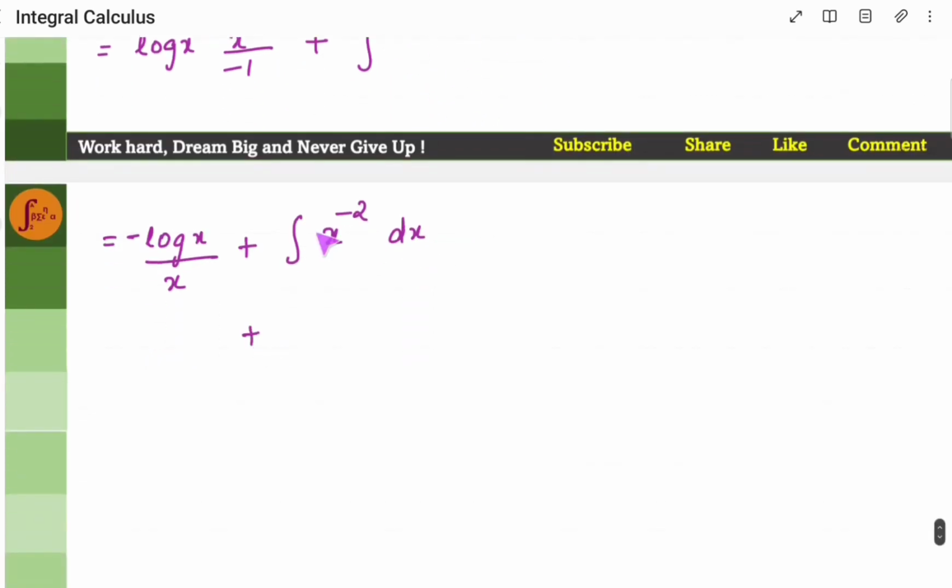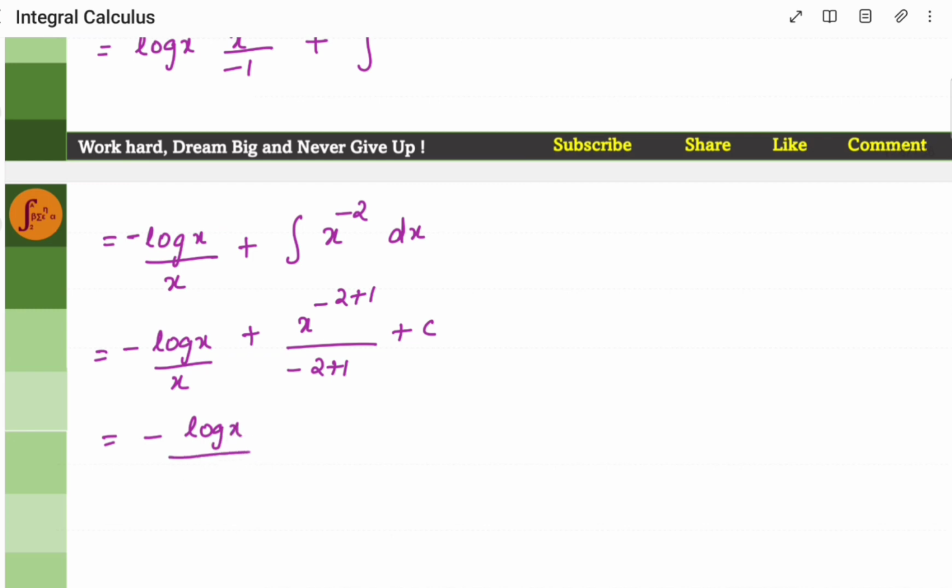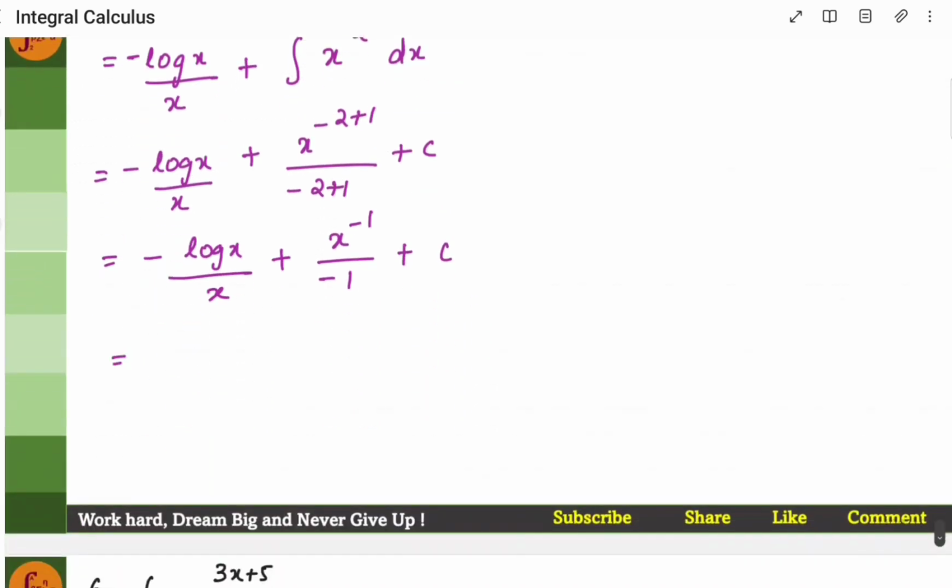Now let's integrate this. I'll increment the power. So it will be x to the power minus 2 plus 1 by minus 2 plus 1, plus c, minus log x by x. So this is nothing but minus log x by x plus x to the power minus 1 by minus 1 plus c. Now let's rearrange this. So it will be minus log x by x minus, I'll bring x down. So when I bring x down, the negative power will become a positive power. So it will be x to the power 1, which is x, plus c. So this is the answer.